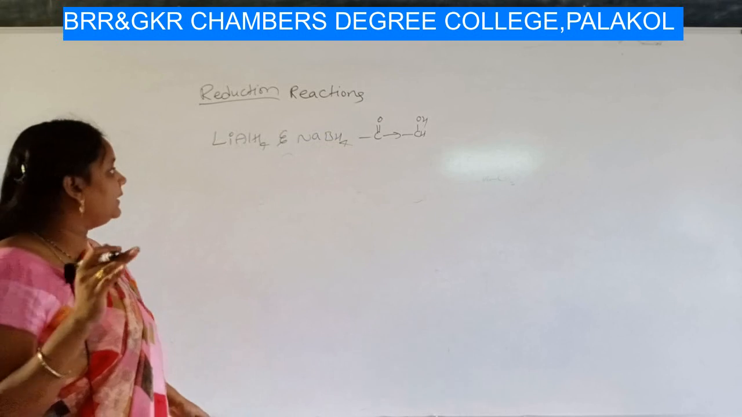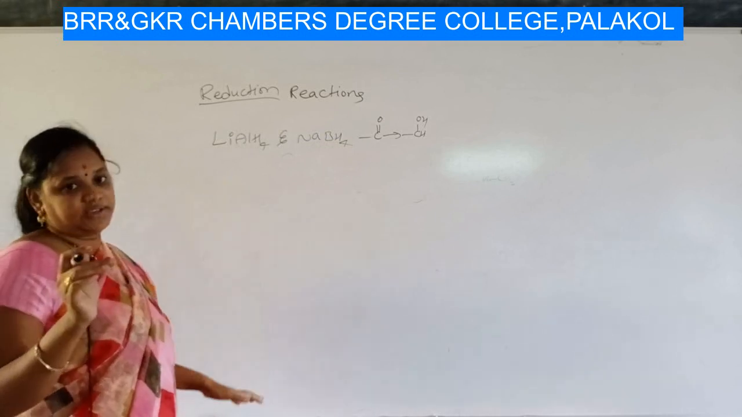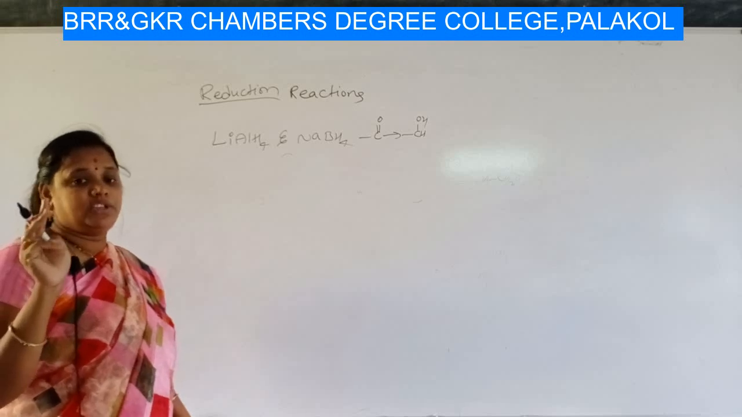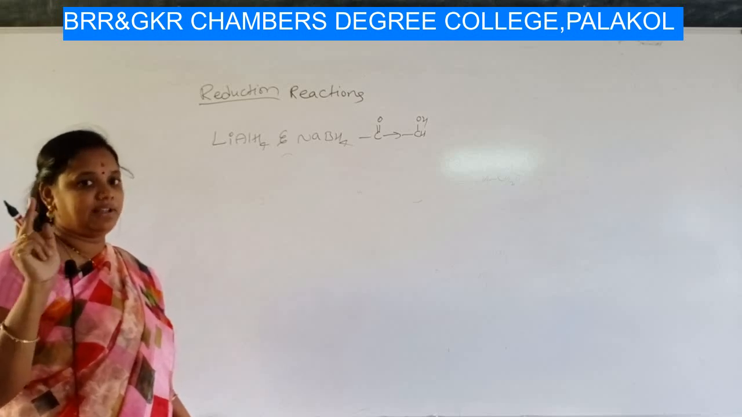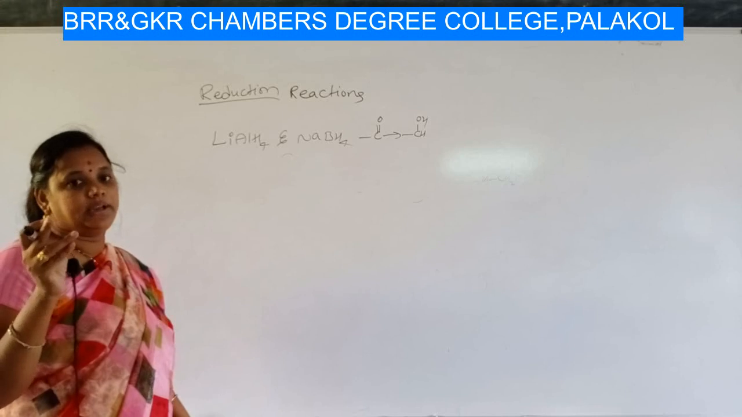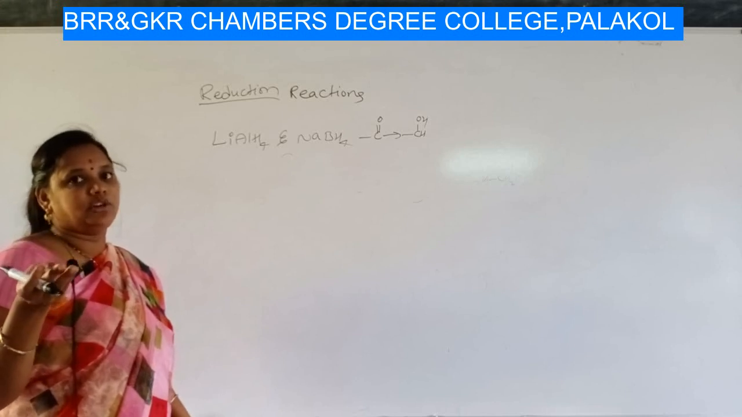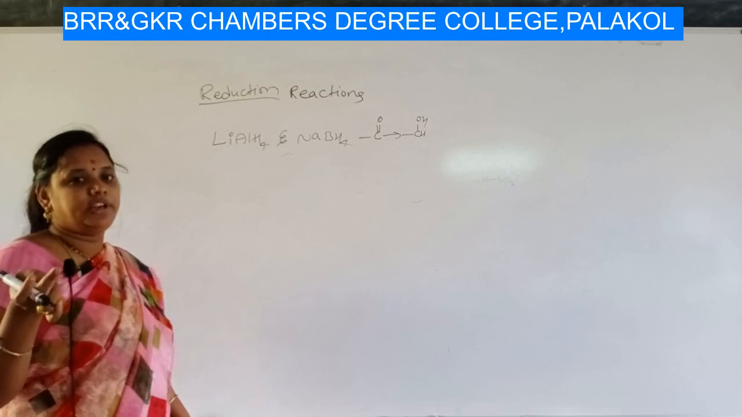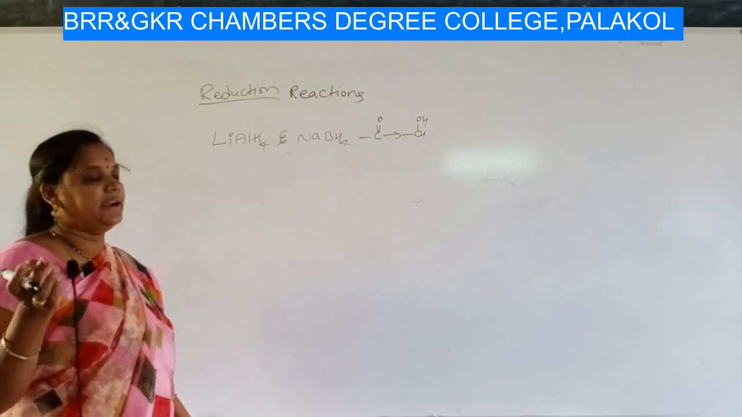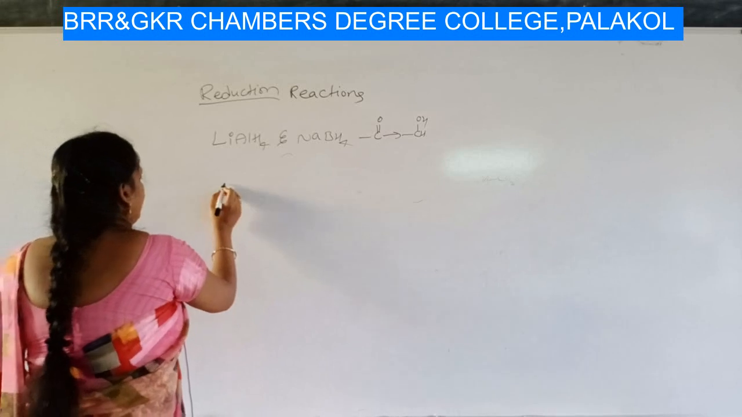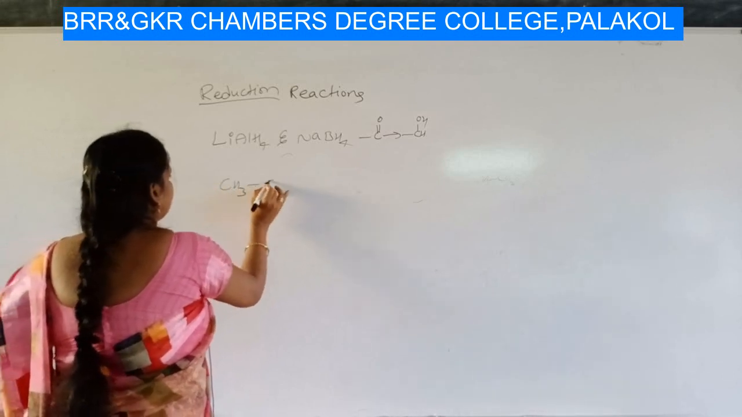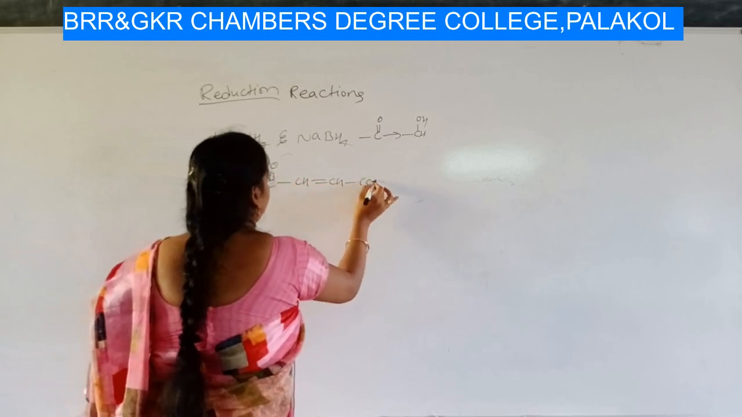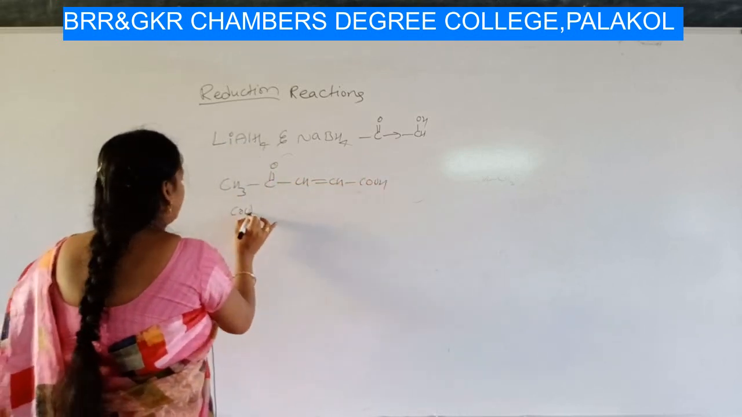Do you remember the structural formulas of crotonic acid and cinnamic acid, students, which we obtained as products in aldol condensation? We obtained them as products in the Knoevenagel reaction and Perkin reaction. Do you remember crotonic acid and cinnamic acid? Let us write. Let me write crotonic acid first. CH3, C double bond O, CH double bond CH, COOH is your crotonic acid.